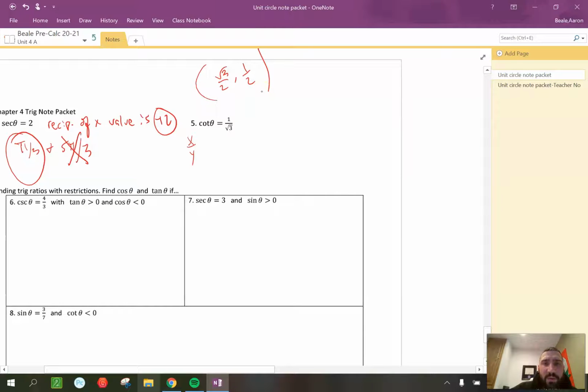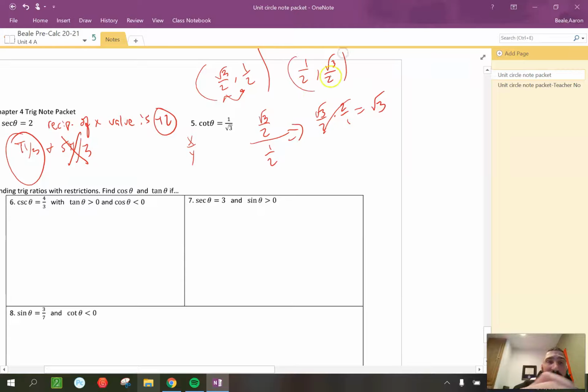So if we do x over y, this is kind of a guessing game until you get the hang of it. If I do x over y, I get this, which means I get this, which means I get this. And that's not what I wanted. I wanted 1 over root 3, which means I bet if you flip these and went to the 60 degree angle, 1/2 root 3 over 2, you'd get it. So let's try it.